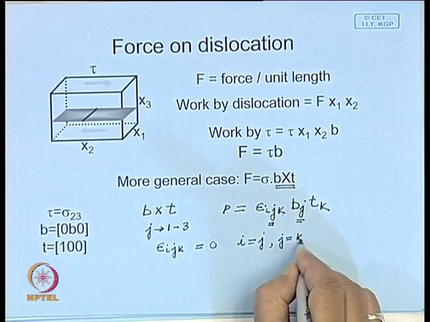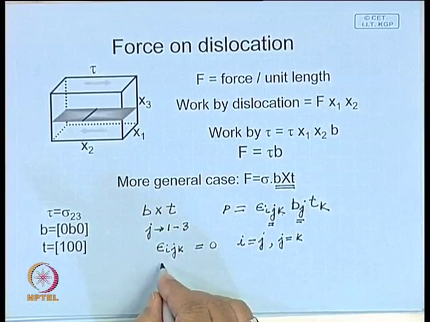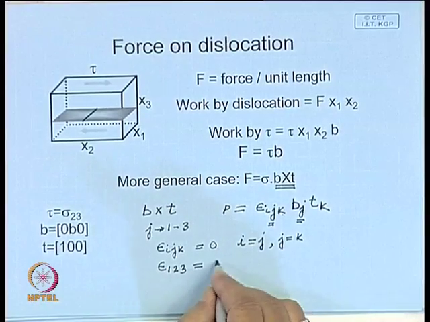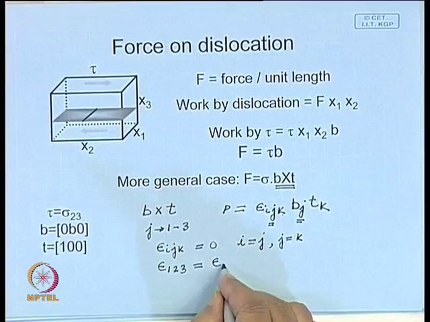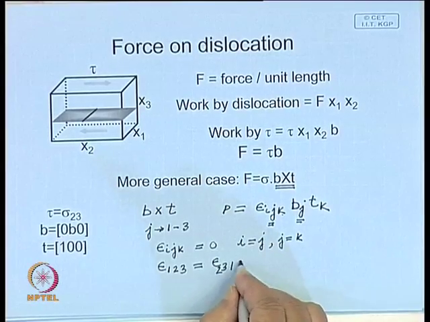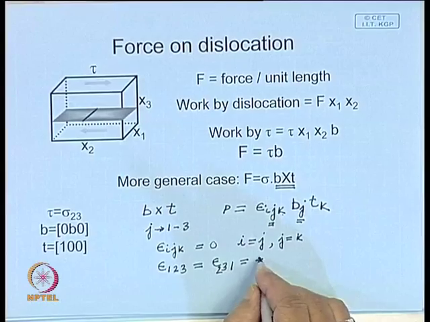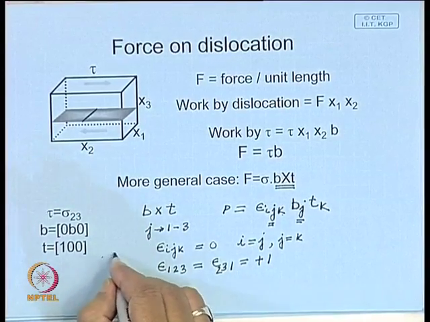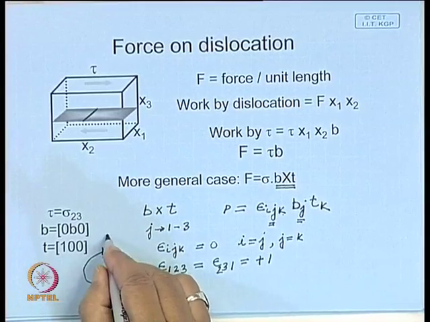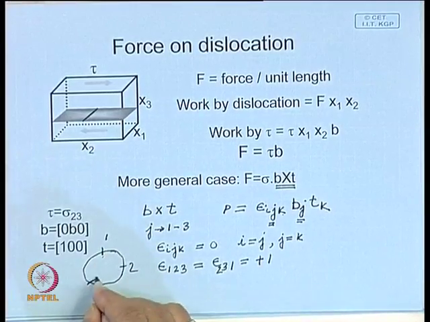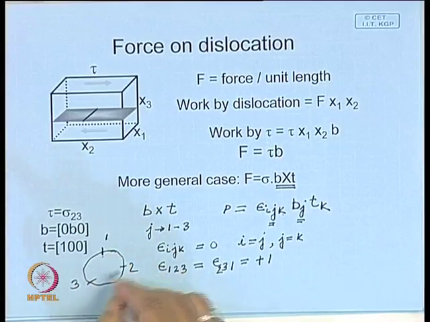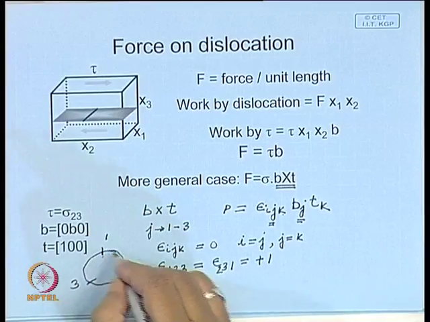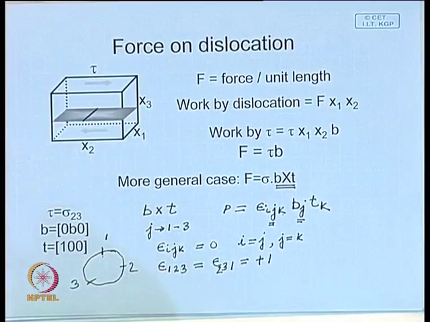Any two, if they are equal, then this is 0, and if it is in the sequence 1, 2, 3, or epsilon 2, 3, 1, then it is plus 1. If it is in the reverse sequence, suppose you imagine, this is 1, 2, this is 3. If it is 1, 2, 3, 3, 1, 2, 2, 3, 1, if it goes in this sequence, then it is plus 1.